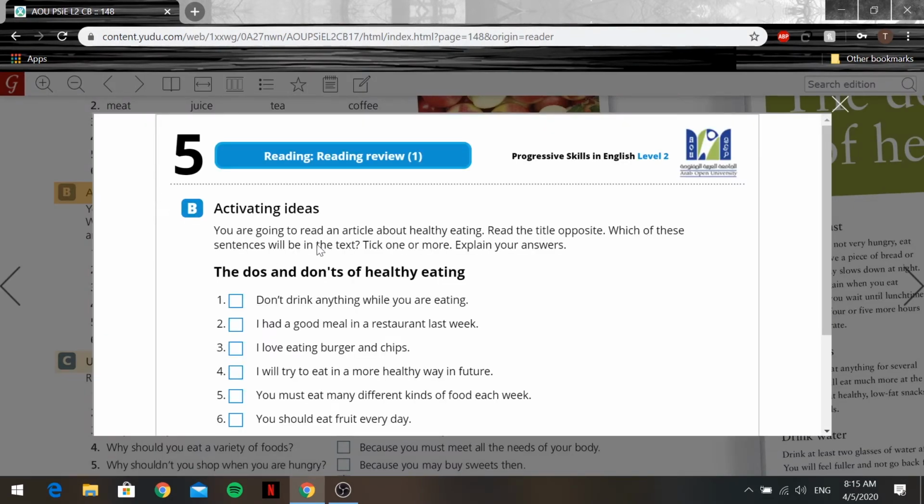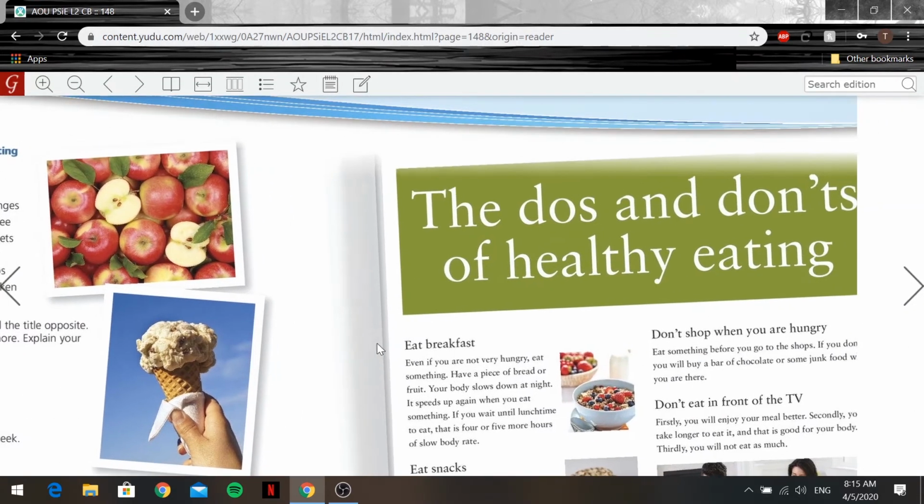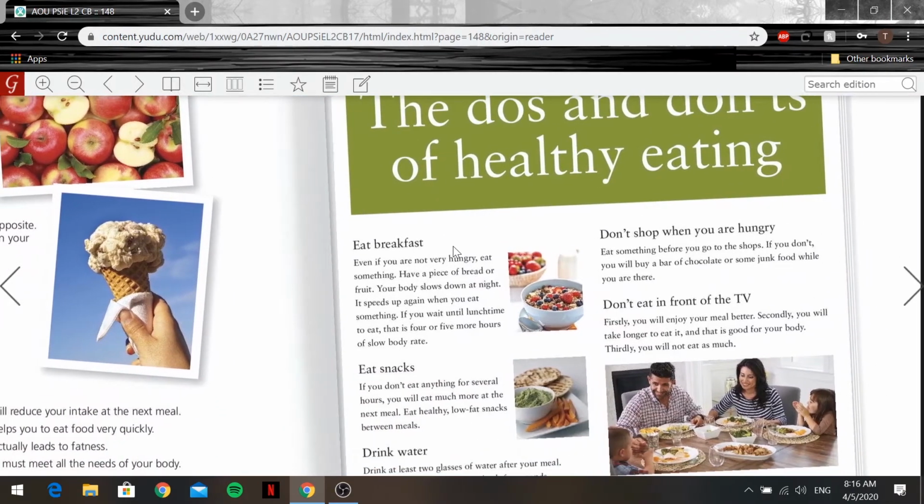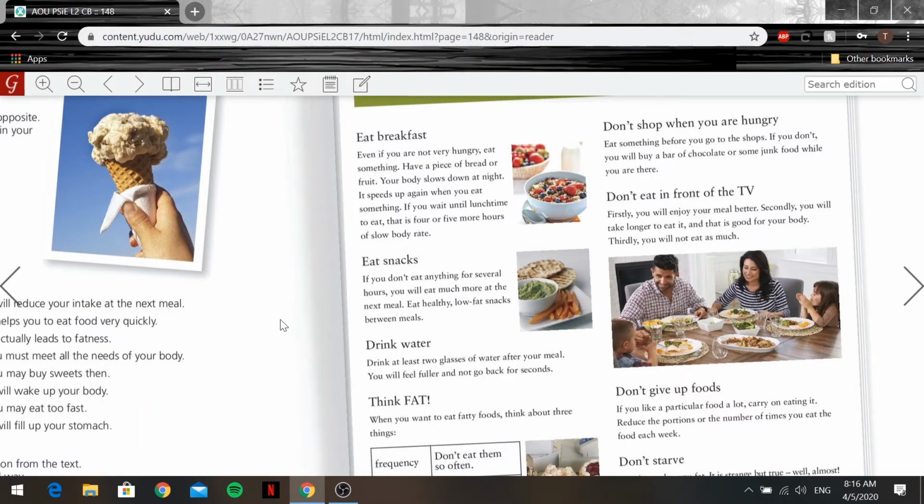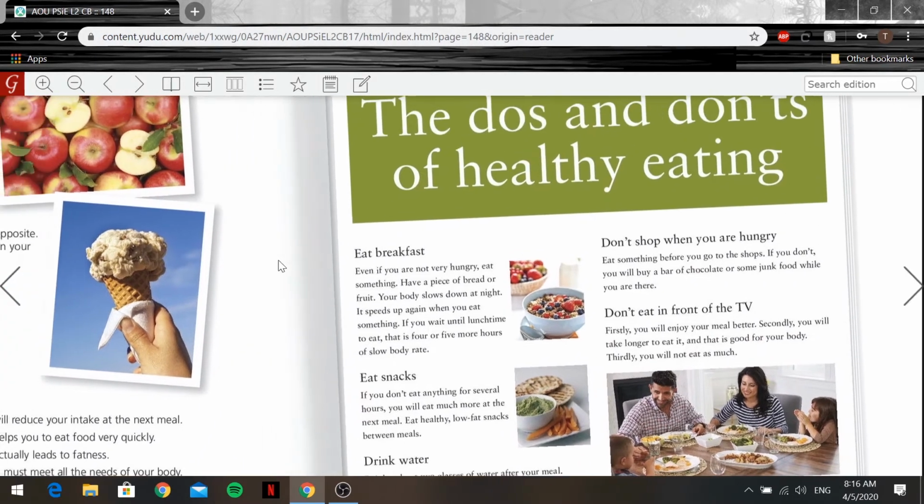We have exercise B, activating ideas. You're going to read an article about healthy eating. Read the title opposite, which of these sentences will be in the text. Tick one or more and explain your answers. Right, let's take a look. So let's read this. Actually, you know what? I think we should read the whole thing and then continue with the rest of the exercises. Okay?